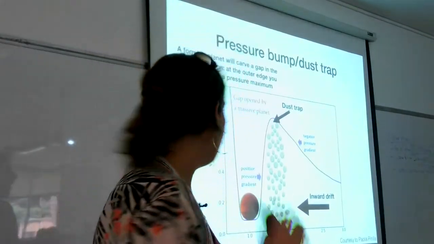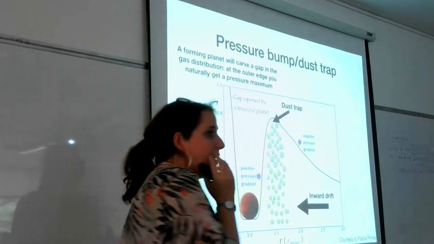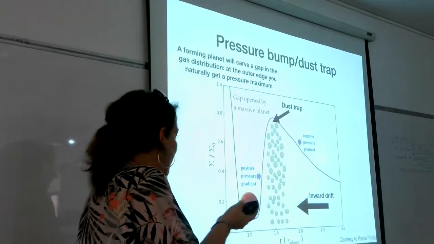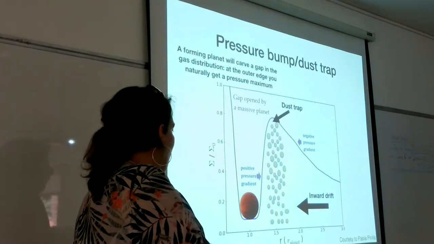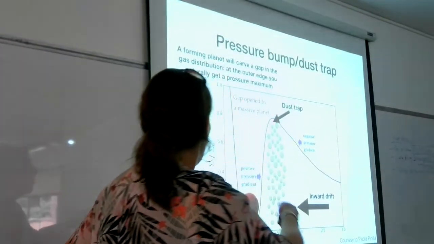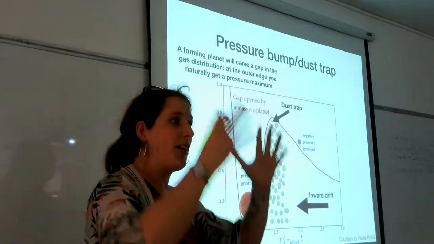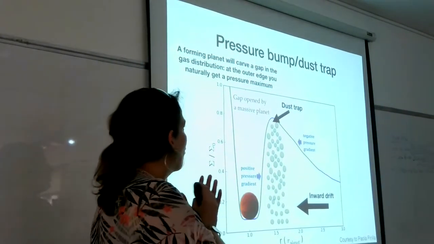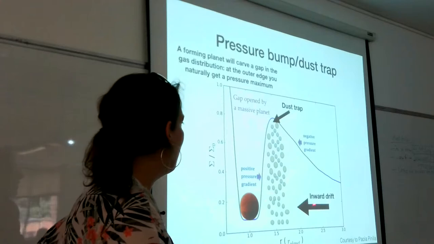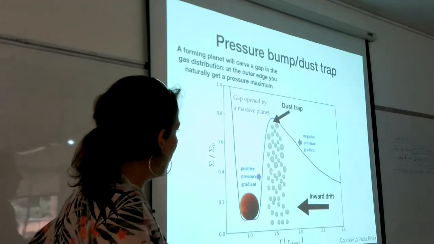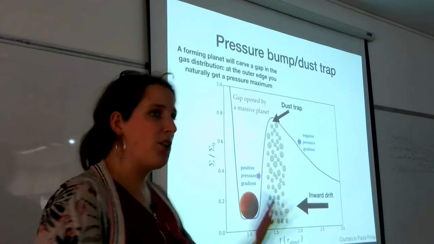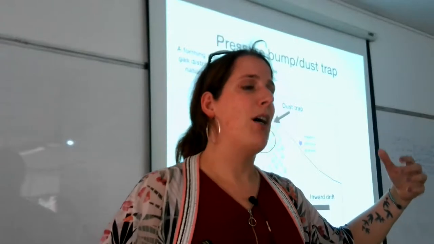So what is a way to create a high pressure region in the outer part of the disk? That is, if a forming planet carves a gap, then at the outer edge of that gap you naturally get this overdensity of the gas, so that becomes a pressure maximum, or we also call that a dust trap. So any pebbles from the outer disk will drift inwards, right? But then they get stopped at this location because on the inside of that dust trap, you have a positive pressure gradient, so that pushes the dust particles outwards.